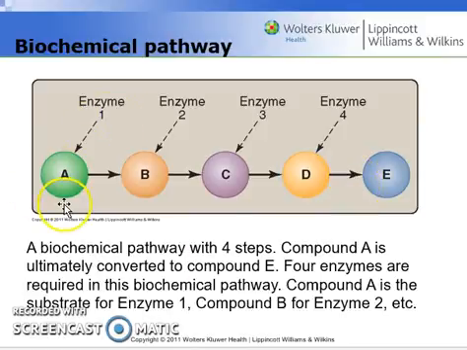So enzyme 1 will operate on compound A, enzyme 2 operates on B, enzyme 3 operates on compound C, and enzyme 4 operates on compound D. And as these structures continually change, you're able to convert compound A into compound E. So this is essentially the basis of what a biochemical pathway looks like.